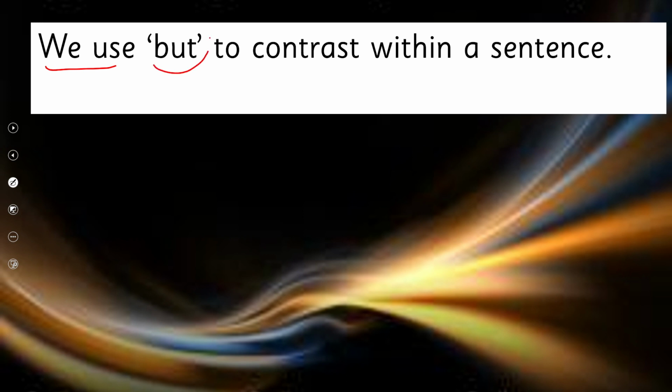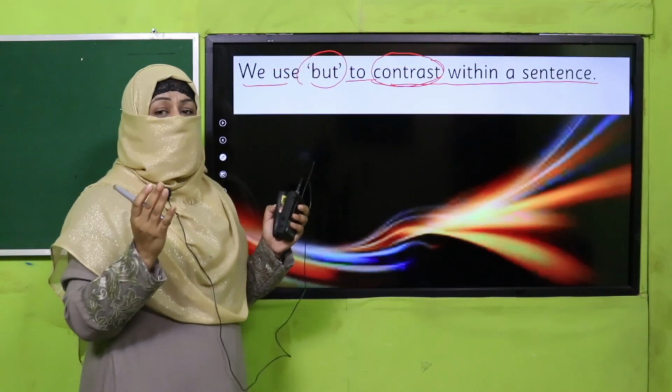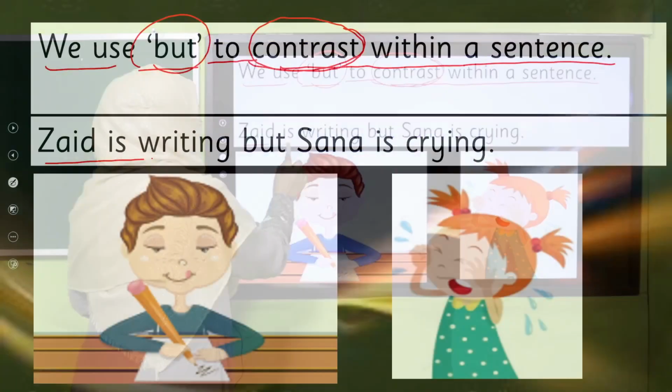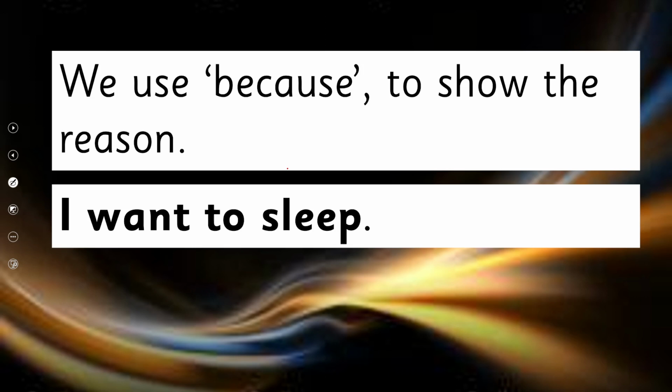We use but to contrast with a sentence. Contrast means two things which are opposite to each other. If you are joining two things which are opposite to each other, which conjunction will you use? But. How do we use it? Zaid is writing, but Sana is crying. Because writing and crying are opposite things. So one is writing and the other is crying. That's why we have used but here. This is given in your book.